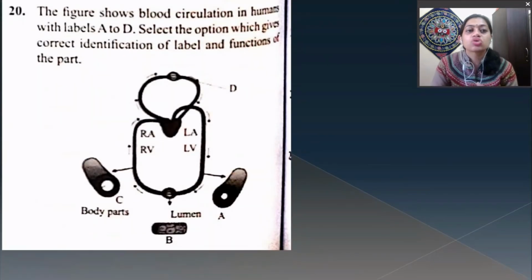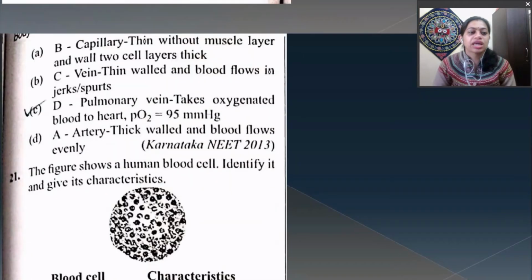Next, the figure shows blood circulation in humans with labels A to D. OK, A, B, C and D. Select the option which gives the correct identification of the label and functions of the part. OK, so this figure is also from your book.